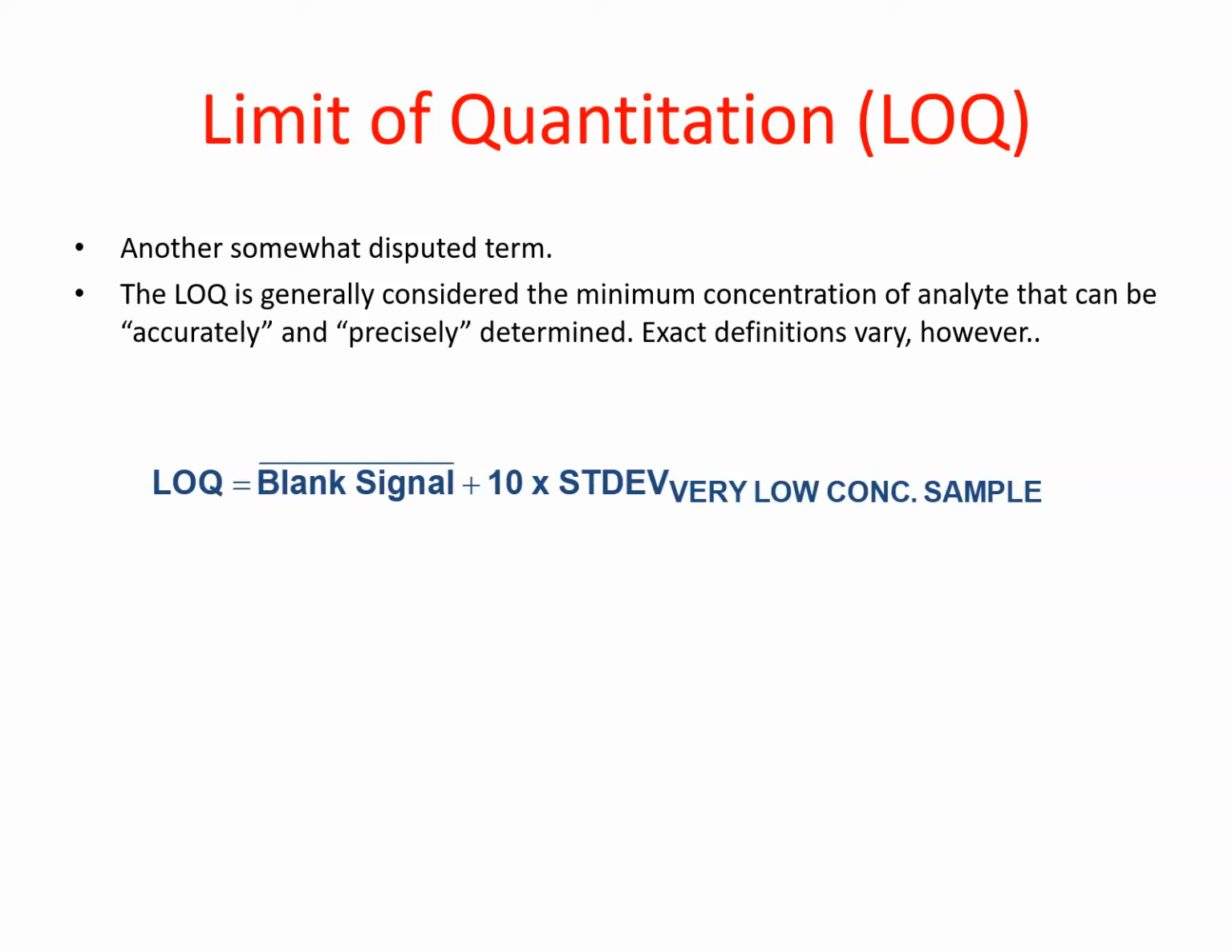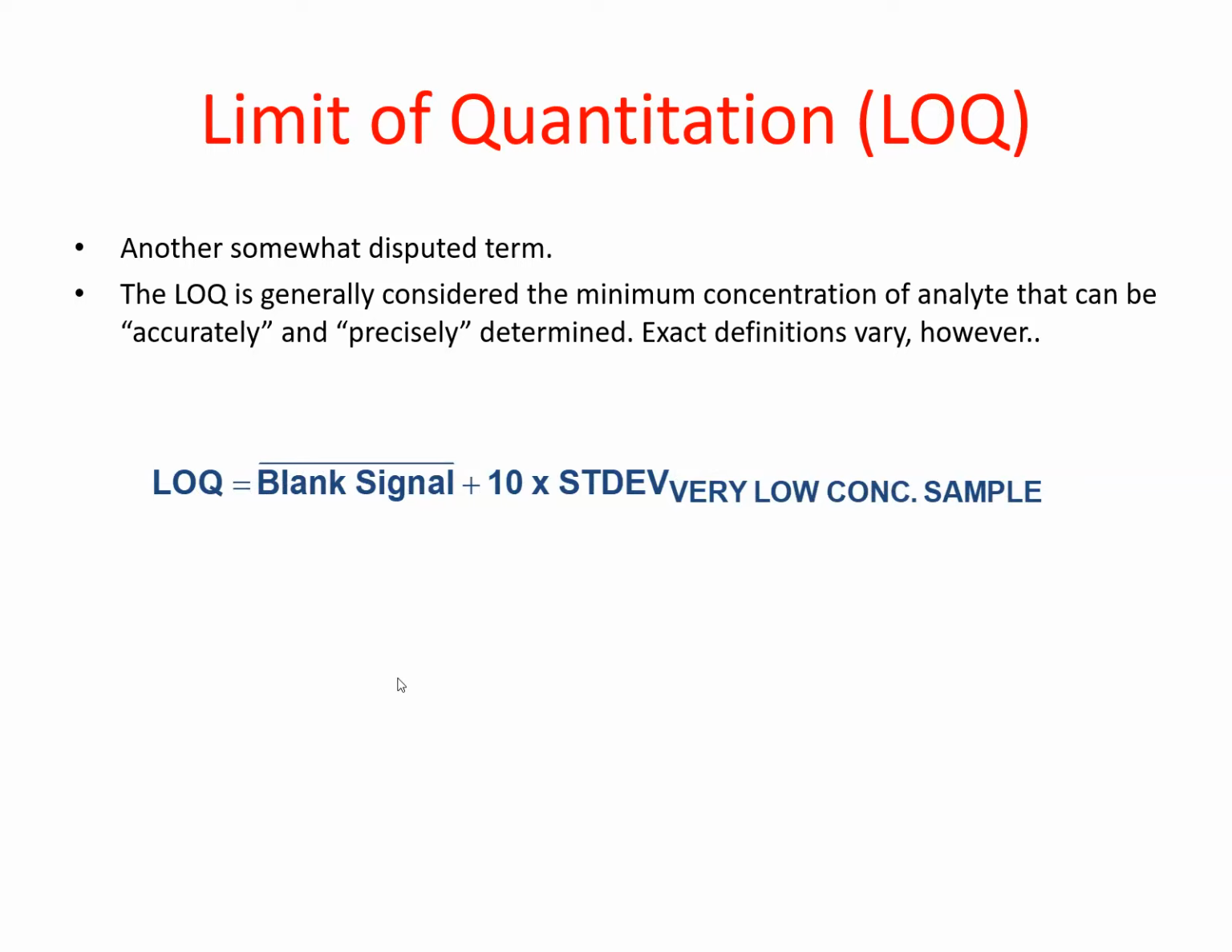Again, I remind you that in quantitative analysis, around chapter 5 of Harris, we went about calculating the LOQ, but this is how we define it. Notice the difference between LOD and LOQ is this value 10 here. LOQ is equal to the average of the blank signal plus 10 times the standard deviation of a very low concentration sample. LOD is defined as the average of the blank signal plus 3 times the standard deviation of a very low concentration sample. So bear that in mind.